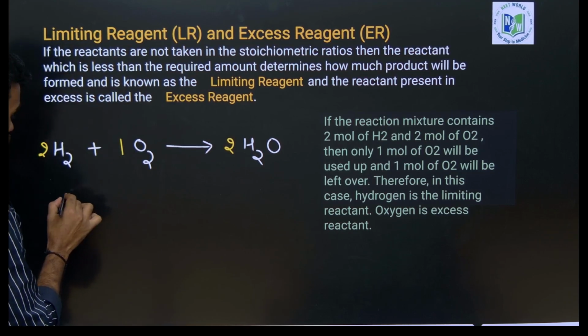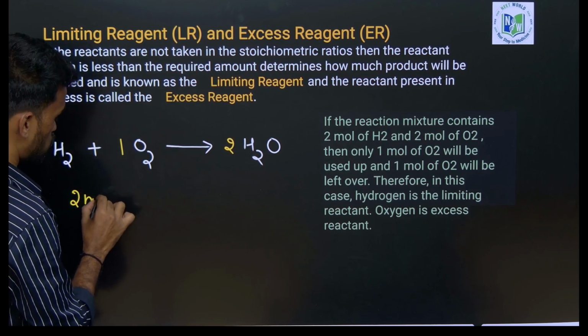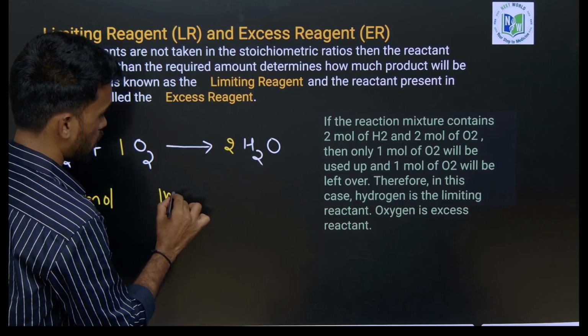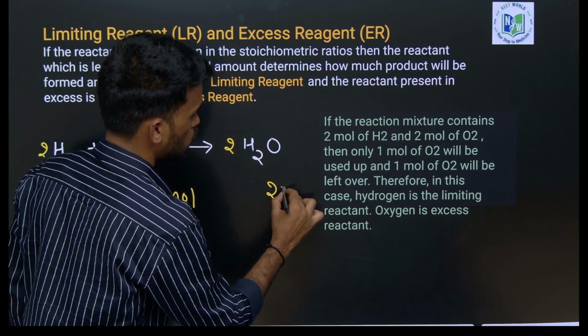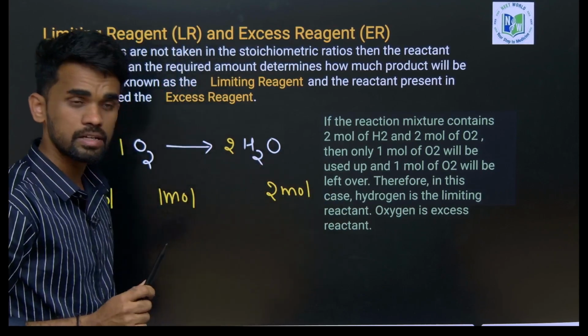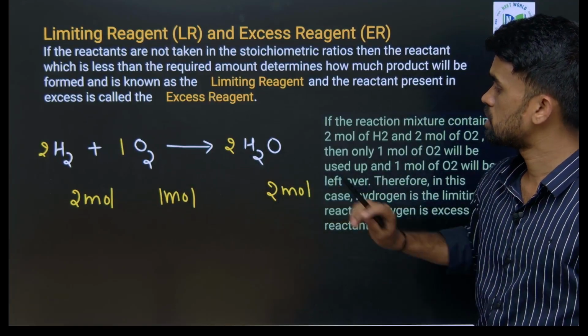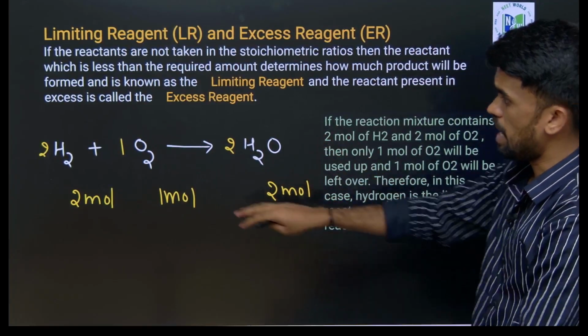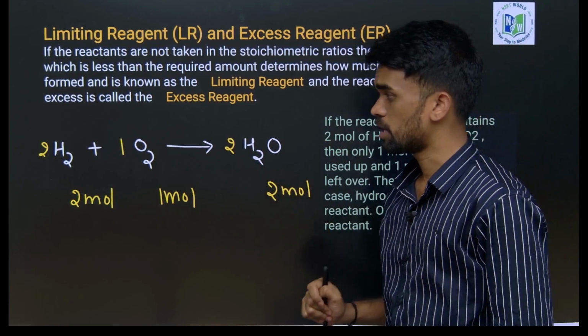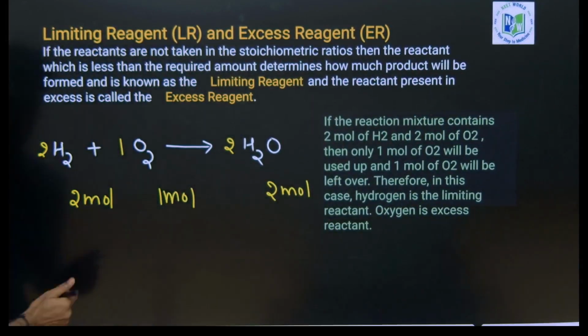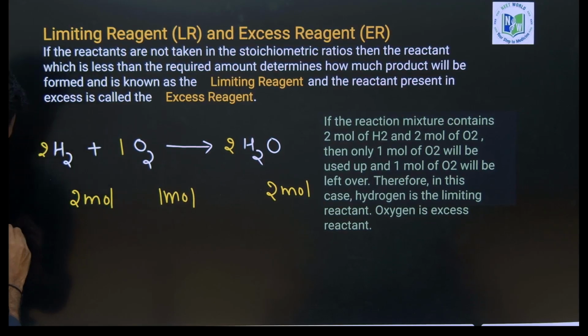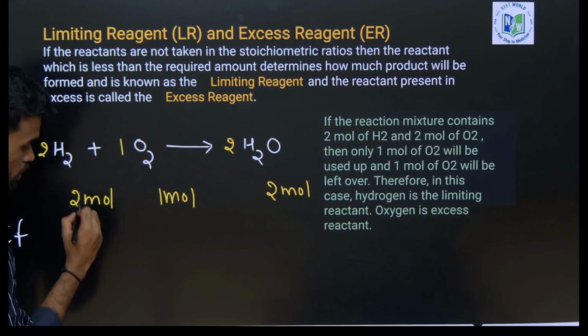Okay. So now 2 moles of H2 reacting with 1 mole of O2 and forming 2 moles of H2O, right? So 2 moles of H2 reacting with 1 mole of O2 forming 2 moles of H2O. This is as per the equation I have written. Okay. Now if in the given question, 2 moles of H2 is given.